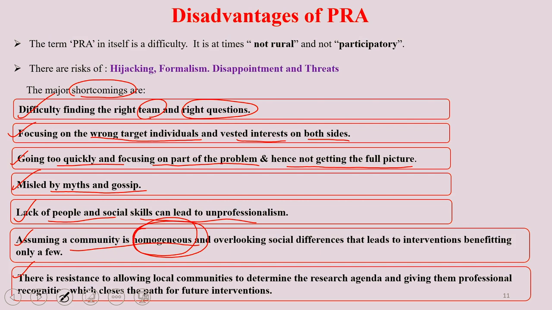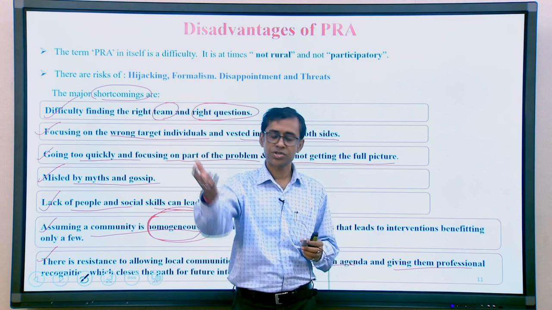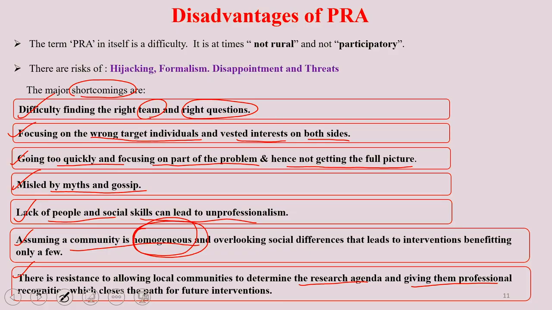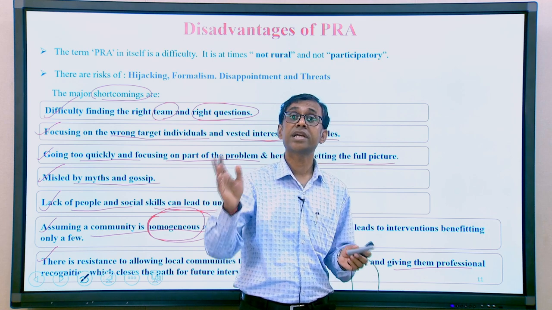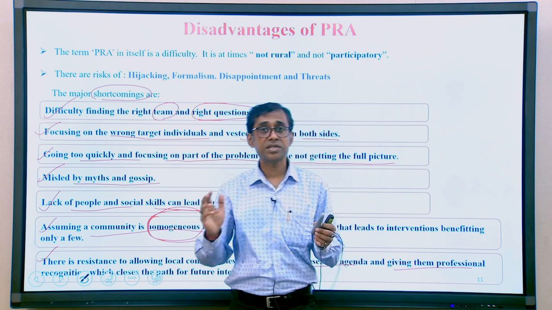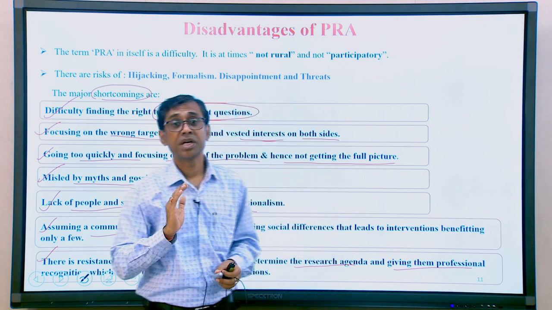Then there is also resistance to allowing local communities to determine the research agenda and giving them professional recognition. Because the community is with you and together you are carrying out an exercise, I think ethically we must give equal recognition. Determining the research agenda and giving a little professional credit will allow you, or anyone who goes for a PRA exercise, to ensure future visits as well. But if you forget to recognize their contribution, there is a chance that next time when you go to that village, you might find some resistance or people may not be interested.